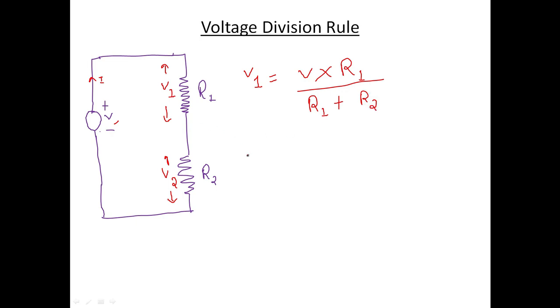Now in the similar manner we can calculate V2. V2 is given by the voltage V multiplied by R2 over the summation of both, R1 plus R2. So this rule is known as voltage division rule. Voltage division rule states that we can calculate the voltage of the respective branch by multiplying the original voltage by that respective resistance upon the summation of both the resistances. So it is known as voltage division rule.